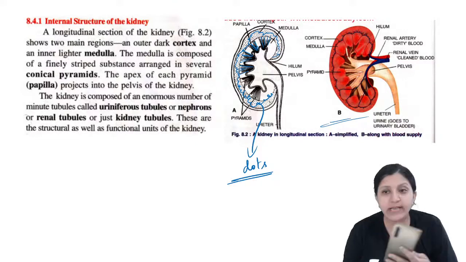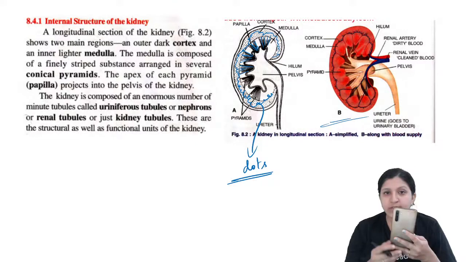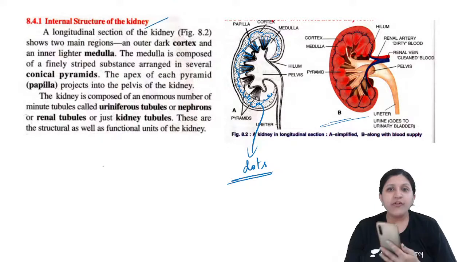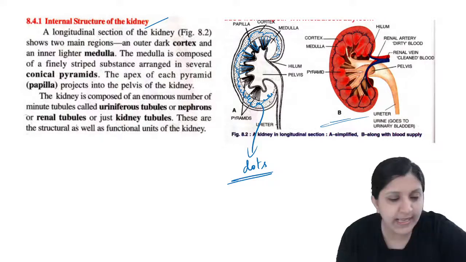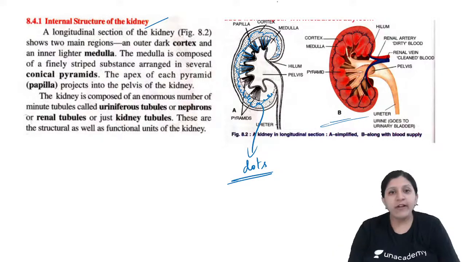So next class I'll continue this. Since the time is up, I'll continue this in the next class. We will see the internal structure of the kidney from the next class. I'll explain about the medulla and cortex region, and then we will see the structure of the nephron also. For today, just remember that the kidney is divided into the cortex and the medullary region, and there are conical pyramids. We will see this complete structure in the next class.